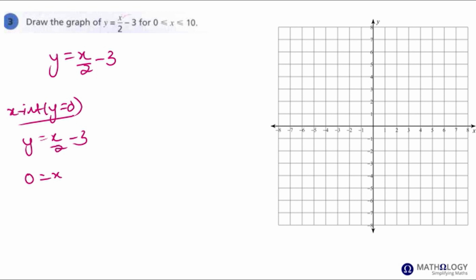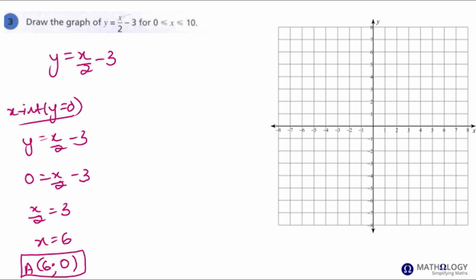0 equals x over 2 minus 3. x over 2 equals 3. Multiply both sides by 2. x equals 6. So because it's a point, x comes first, then y. x is 6, y is 0. And we'll call that point A. That's our x-intercept. So we can just plot that.